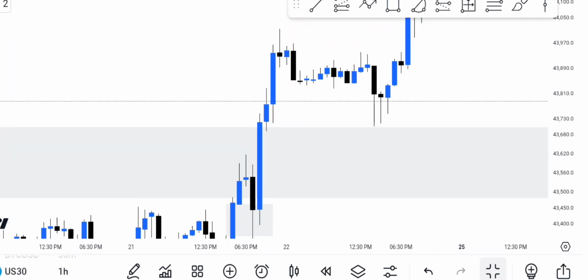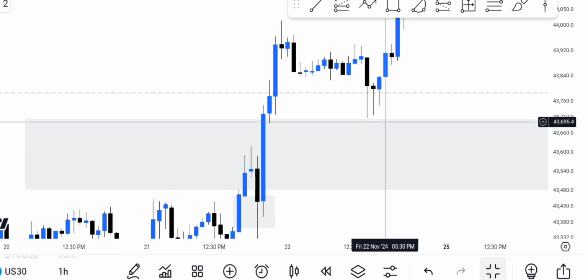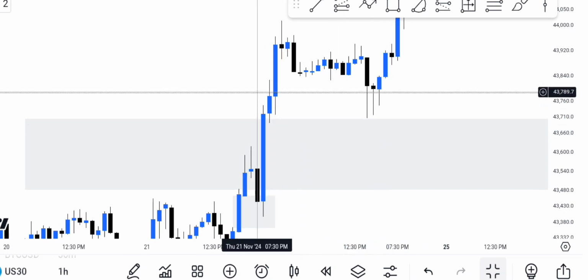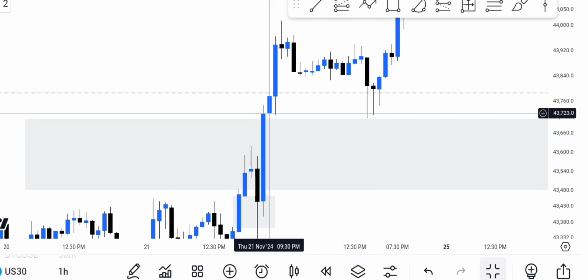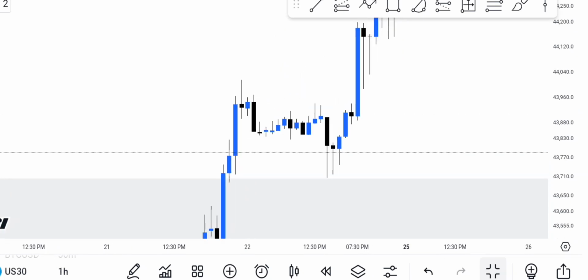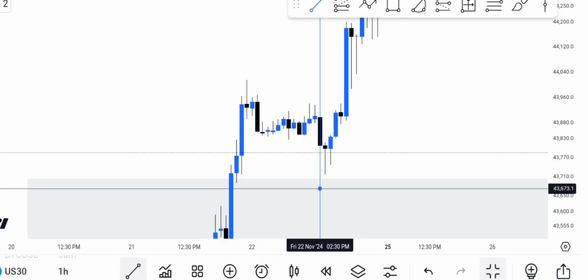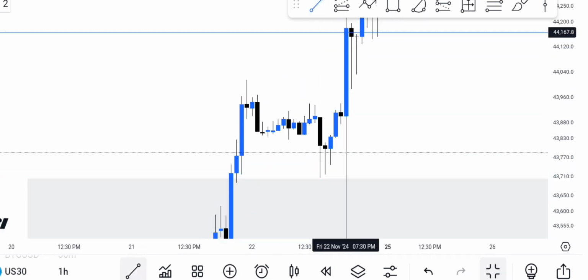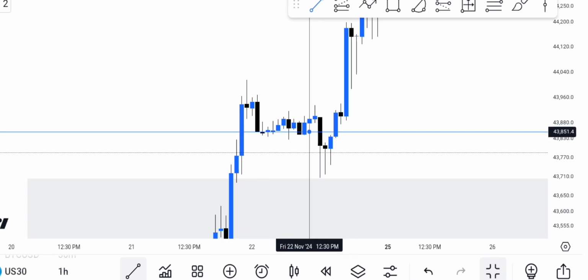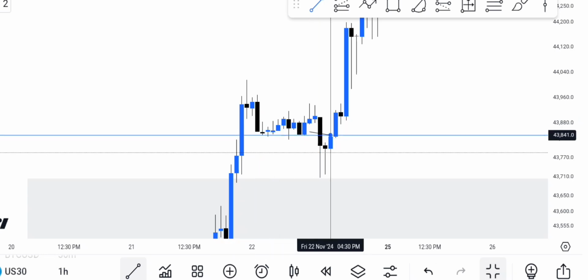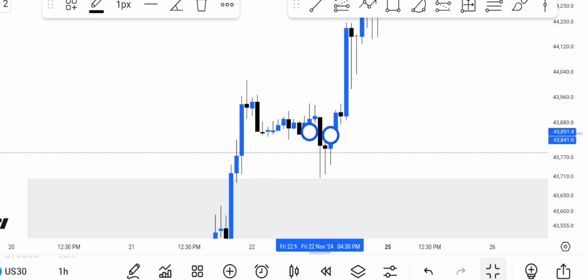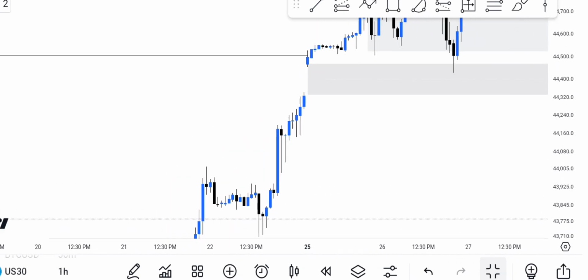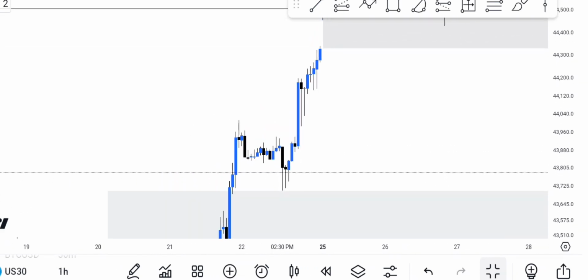Okay, unfortunately price doesn't come to this fair value gap, but there's the first fair value gap, and you can call this an order block, and price again moves sharply to the upside from this range. And overall our target is hit.